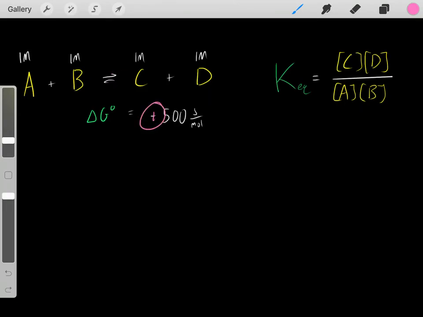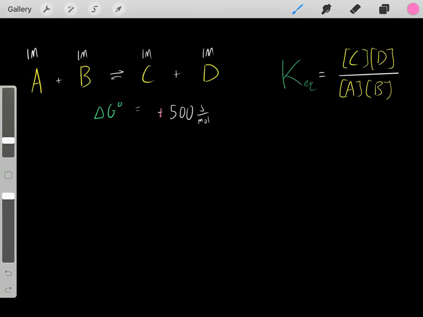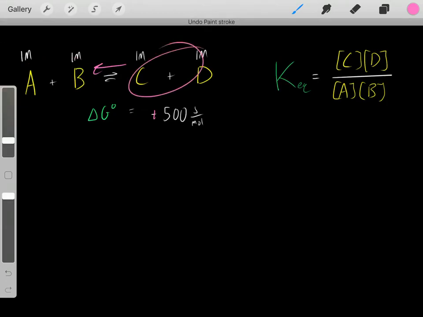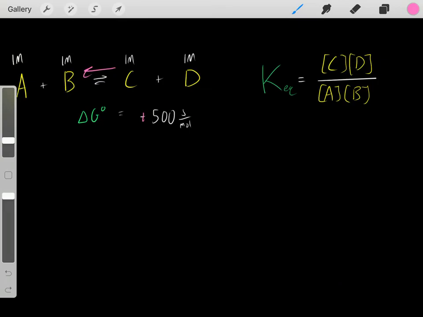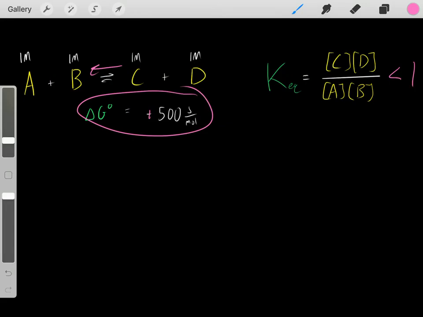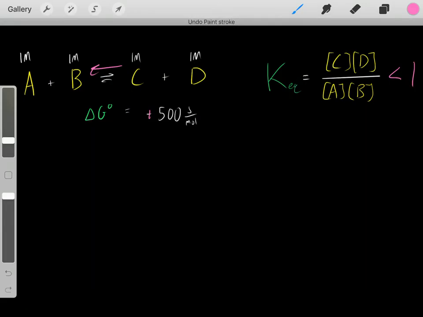So therefore if we have a positive delta G naught, then under these conditions of 1 molar conditions, the reaction wants to go towards the reactants, creating more reactants relative to products. So therefore at equilibrium we'll have more reactants relative to products, so therefore this ratio will be less than 1. So whenever we have a positive standard state delta G, we have a KQ that's less than 1.